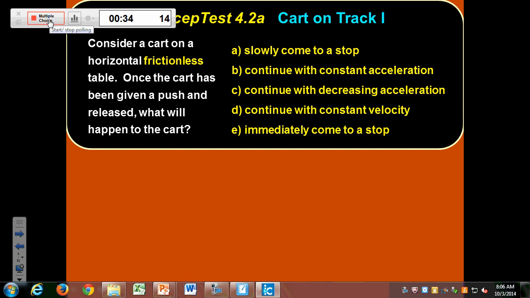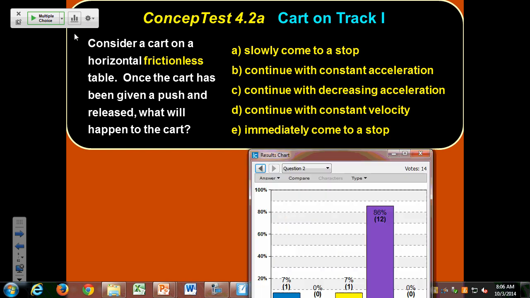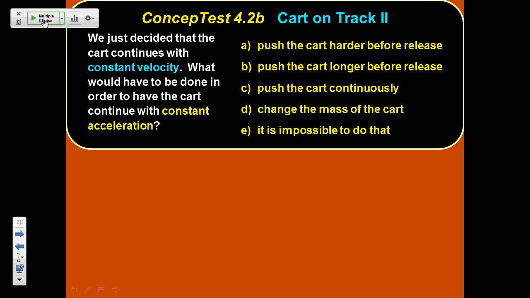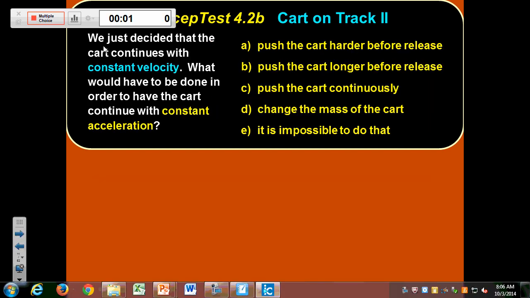Alright, I'll stop at 35. We might not do all these. I might skip over some. There's quite a few left. I thought we'd done more than this. Alright, D is right. Newton's first law: objects continue in motion unless a force acts upon them. If it's a frictionless table, then it doesn't have any forces acting on it. What would have to be done to the same cart in order to give it constant acceleration on this table?